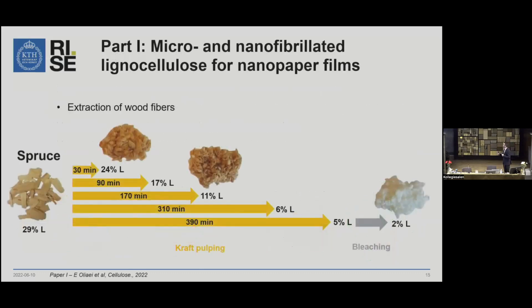So part 1, we have started everything from spruce wood chips with about 20% lignin content. We did typical kraft pulping, but what we have varied was the length of pulping from about 30 minutes up to 390 minutes. And a fraction of the pulp, which has been cooked for the longest time, has been further bleached also to create a sample with lower lignin content, so that we could create a series of pulp fibers with different residual lignin content.